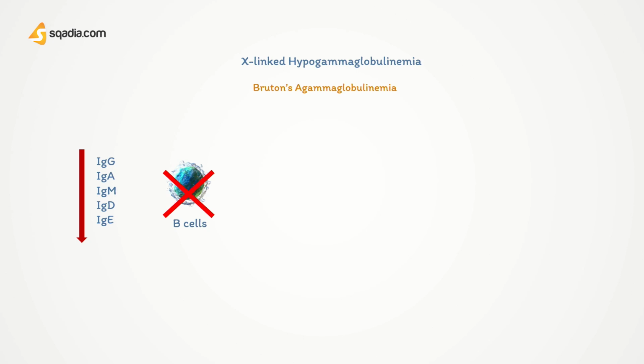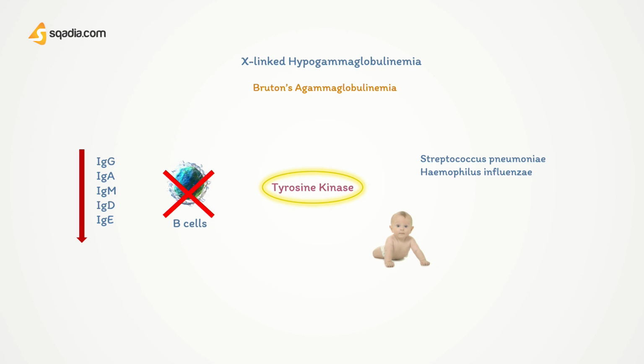And this failure is caused by a mutation in the gene encoding a tyrosine kinase, that is an important signal transduction protein. Clinically, recurrent pyogenic bacterial infections that are caused by Streptococcus pneumoniae and Haemophilus influenzae can occur in infants at about 6 months of age, when maternal antibody is no longer present in sufficient amount to be protective. This causes conditions like otitis media, sinusitis, and pneumonia. A treatment with pooled gamma globulin reduces the number of infections.